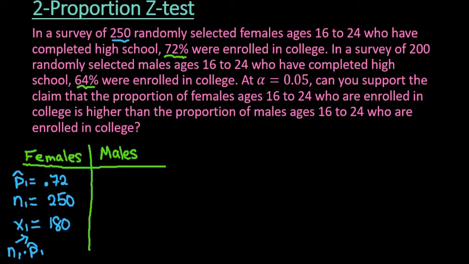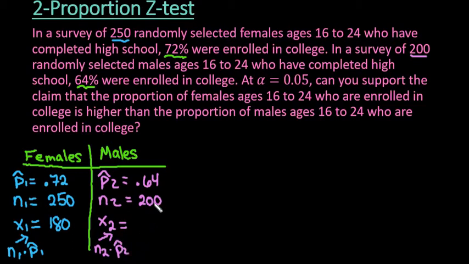Then we're going to do the same thing with the males. For males, p-hat2 is the proportion of males that responded that they were enrolled, which would be 0.64. And their sample size is 200, so we have a total of 200 males. To find our x2, again, we would do n2 times p-hat2. So I would take 0.64 times 200 and I get 128. And again, if these are not whole numbers, then you do have to round them to the nearest whole number because this is a discrete distribution and we cannot have partial males or females that respond.